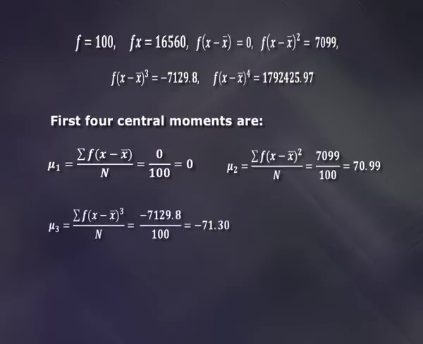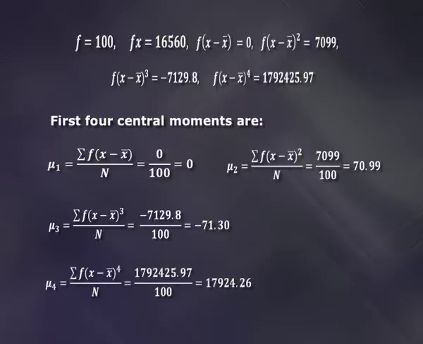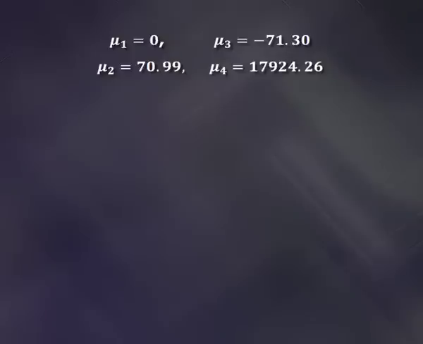Third central moment, sigma F multiplied by (X minus X bar) raised to 3 upon N. From the table, we put the value which is minus 7129.8 divided by 100 and that is equal to minus 71.3. So, the third central moment comes to minus 71.3. Fourth central moment is sigma F multiplied by (X minus X bar) raised to 4 upon N. Again, putting the value from the table, this is equal to 1792425.97 divided by 100. And that comes to 17924.26.